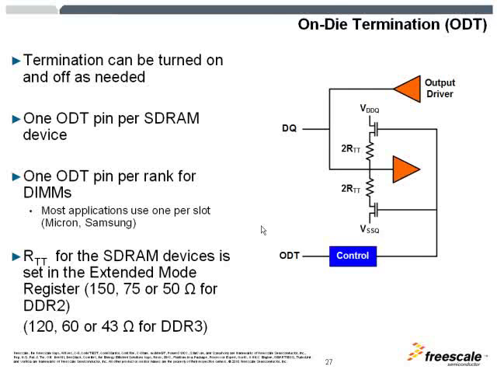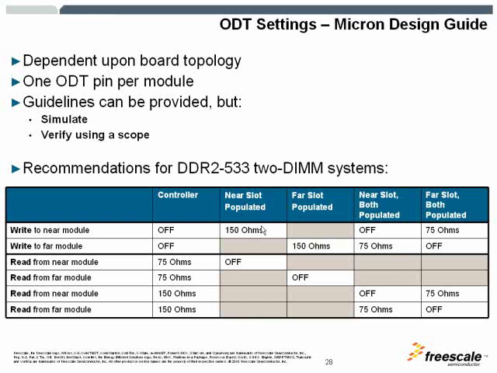The differences between DDR2 and 3 are that there are different termination values that are available. The table shown in this picture is a DDR2 suggestion or recommendation by Micron for 2 DIMMs operating at 533 data rate.